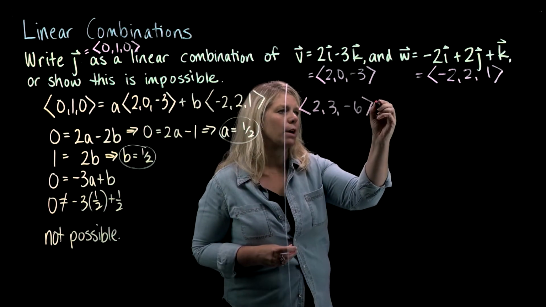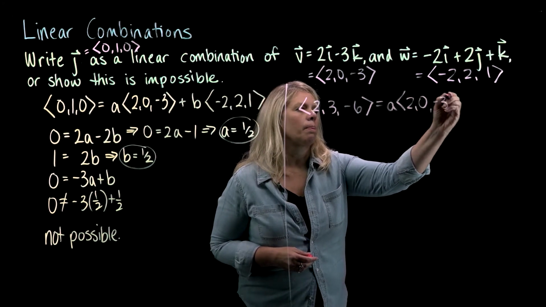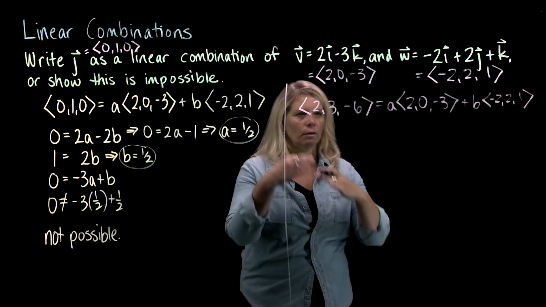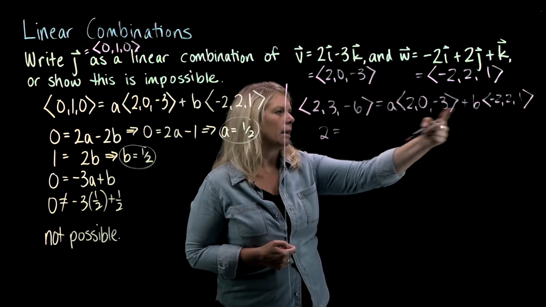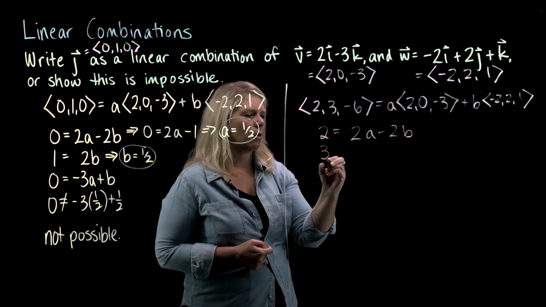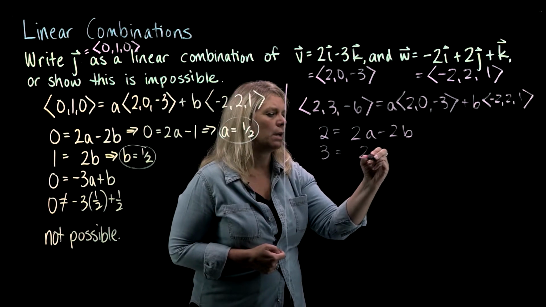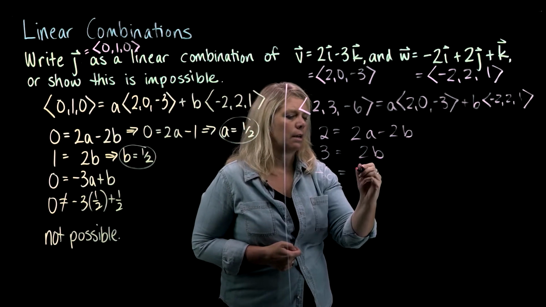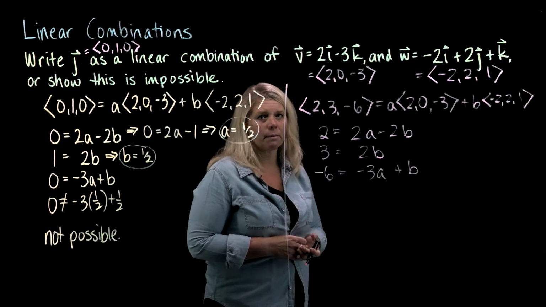So I'm just going to start with the same strategy here: a times one of my vectors plus b times my other vector. Write my system of equations. In the first component I have 2, and over on this side I'll have 2a minus 2b. In the second component I'll have 3 equals nothing for the a and 2b. And in the third component I'll have -6 equals -3a plus b. Okay, again, solve a system of equations.